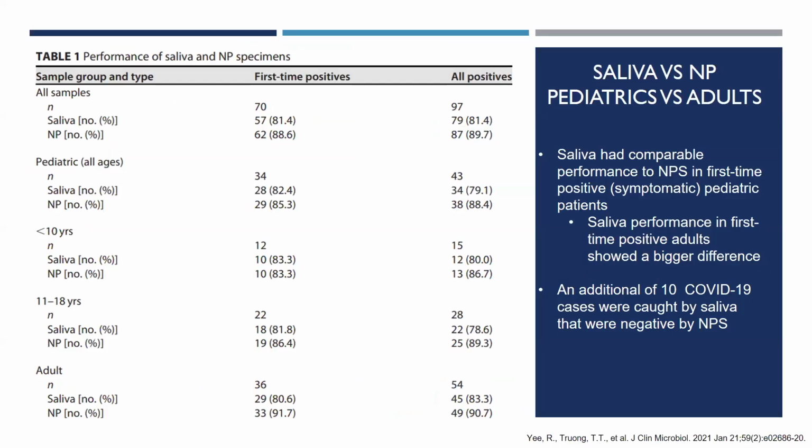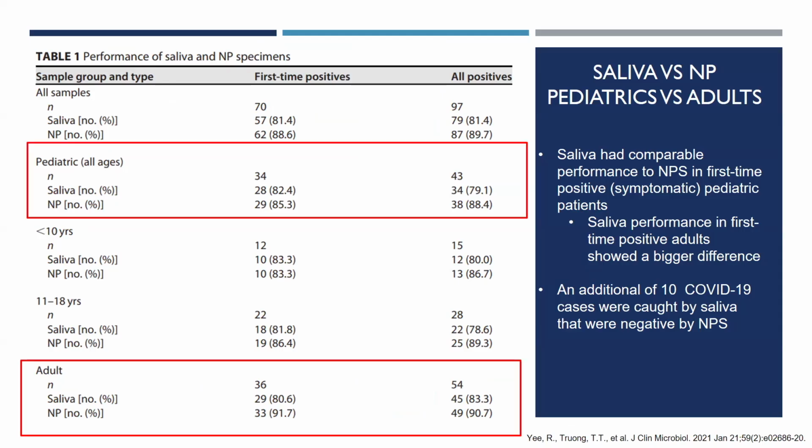So in this particular study, we actually evaluated the performance of saliva versus NP swabs in both pediatrics versus adults. What we saw was that saliva had comparable performance to NP swabs in first-time positive symptomatic pediatric patients. So you can see here in first-time positive pediatric patients, in saliva, we achieved a positive percent agreement of 82.4% compared to the 85% in NP swab. So this is just a difference of 1 patient.